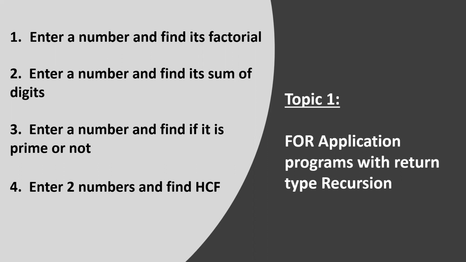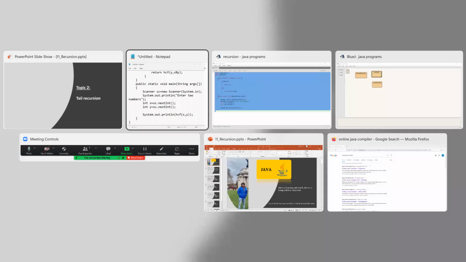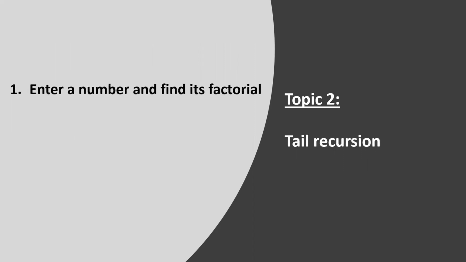Otherwise, let me go into topic 2. Topic 2 is very simple. It is about tail recursion. So what is tail recursion? Okay, let me take the first program. It says enter a number and find its factorial.